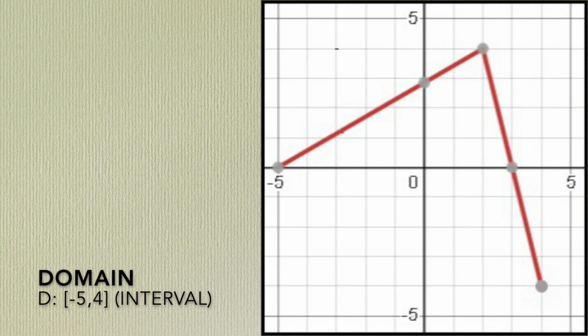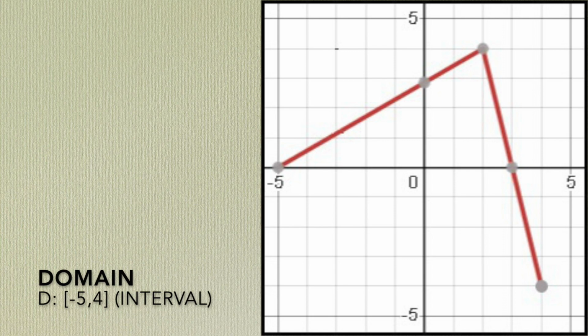Now, it's including -5 because I have a closed dot at -5. So at the beginning of -5, I would have a bracket, and at the end of 4, I would also have a bracket. This means that my function starts at -5 for my x values and ends at +4 for my x values. Now this is how you would write it in something called interval notation. Bracket -5, comma 4 bracket.